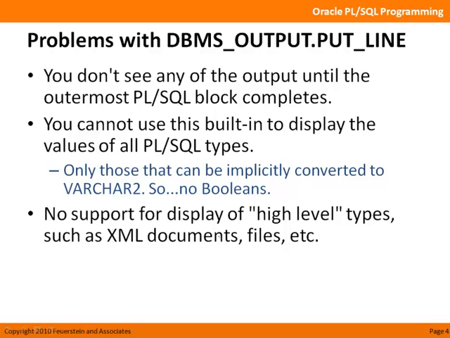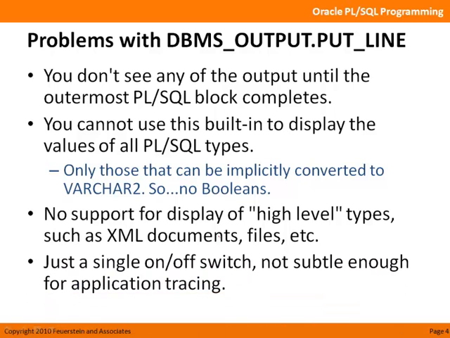So very unfortunate, but there are ways to work around all of those things, and I'll come back to them at the end of my lesson. Finally, from the standpoint of using DBMS_OUTPUT.PUT_LINE as a trace mechanism, there's only a single on-off switch. You can enable it or disable it, and that's often not enough sophistication and subtlety for the kind of tracing we want to do. All right, so let's take a look at the features of DBMS_OUTPUT.